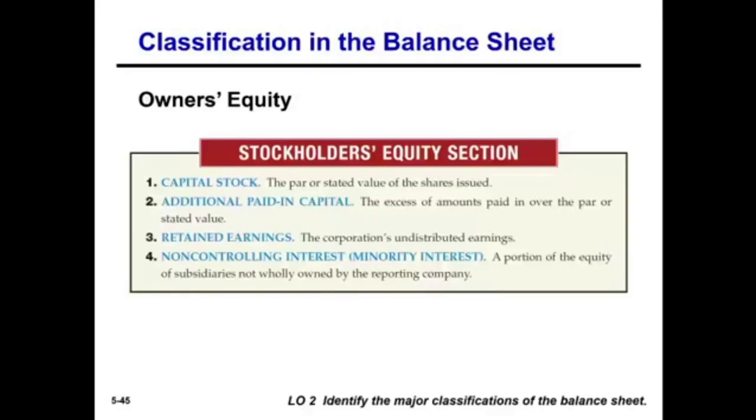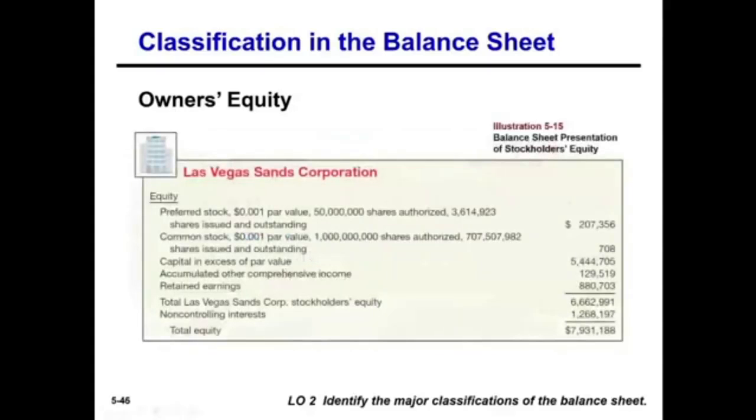We're not going to really get into this because we're going to look at it later in detail when we get to chapter 16. But let's cover what we need to cover. When the company issues stock, they have to show if the company has a par value, or the stated value of the shares issued. There's an example for Las Vegas Sands Corporation. For example, the par value is 0.001.